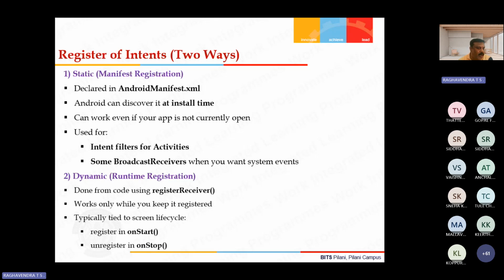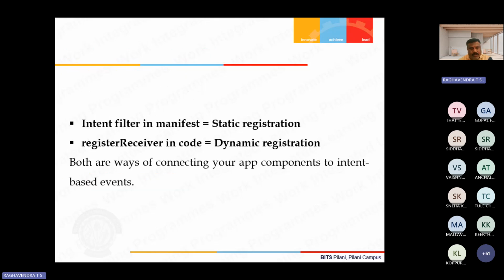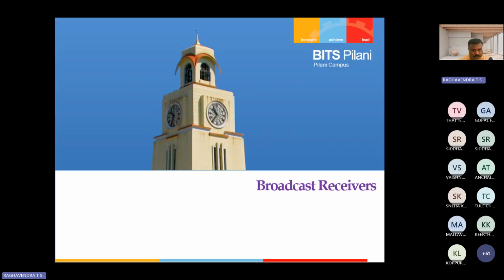So we will register on start and will unregister during on stop. So a filter in the manifest will be static registration. A receiver registered with registerReceiver in the code will be dynamic registration.